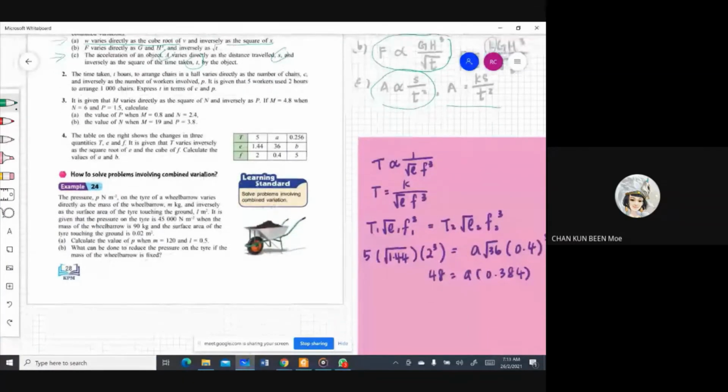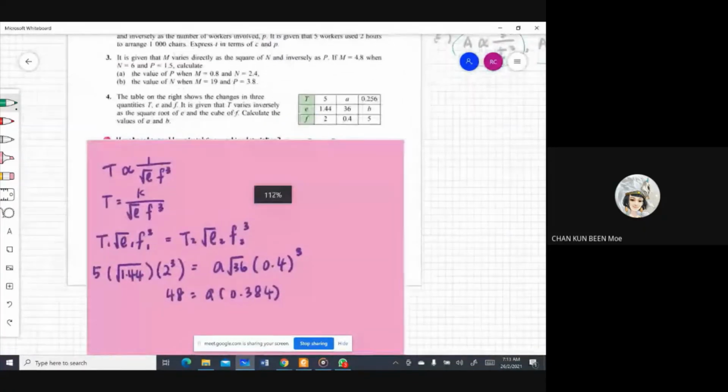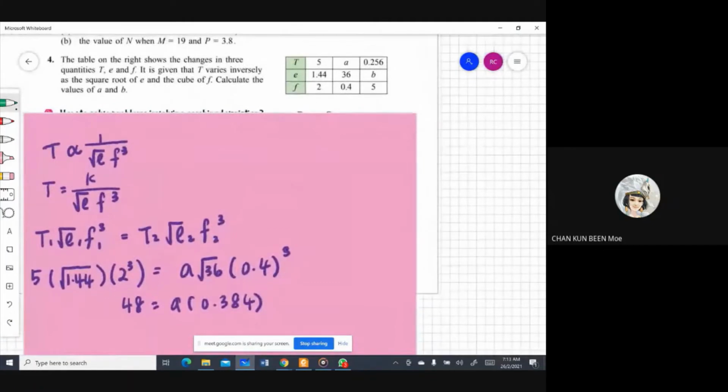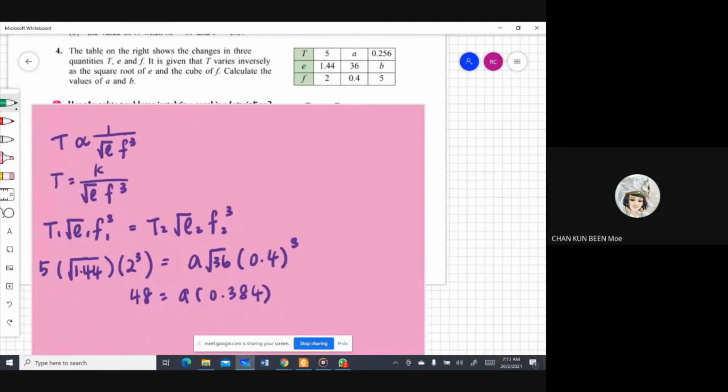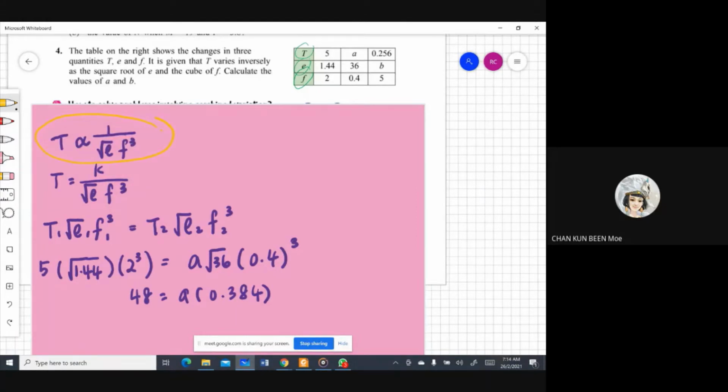So now we look at question number 4. I move the answer down here first. In question number 4, they show you the table of changes in 3 quantities, which is T, E, and F. It is given that T varies inversely as the square root of E and cube of F. So I write it down like this. Okay, look at this one. This is what you should have. After that, change it to the form of equation. So the one replaced with K, the constant. Calculate the value of A and B. So you have A and B here.